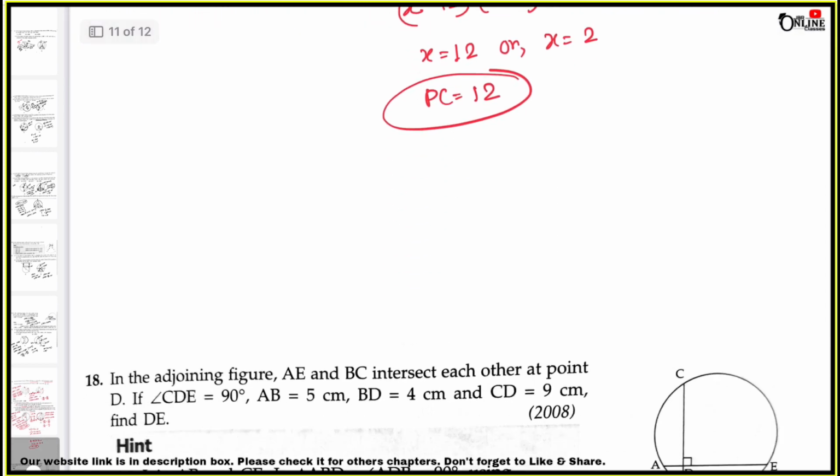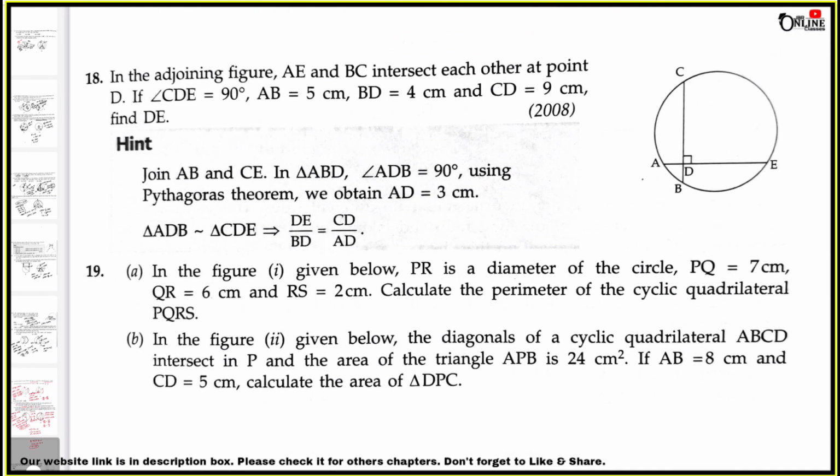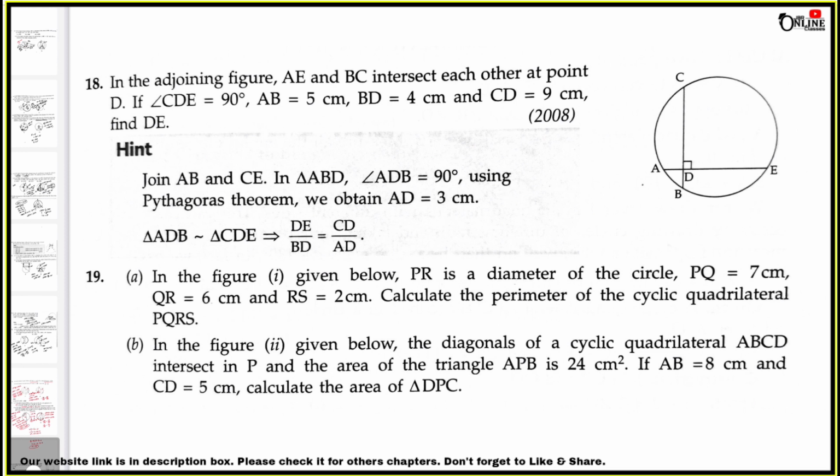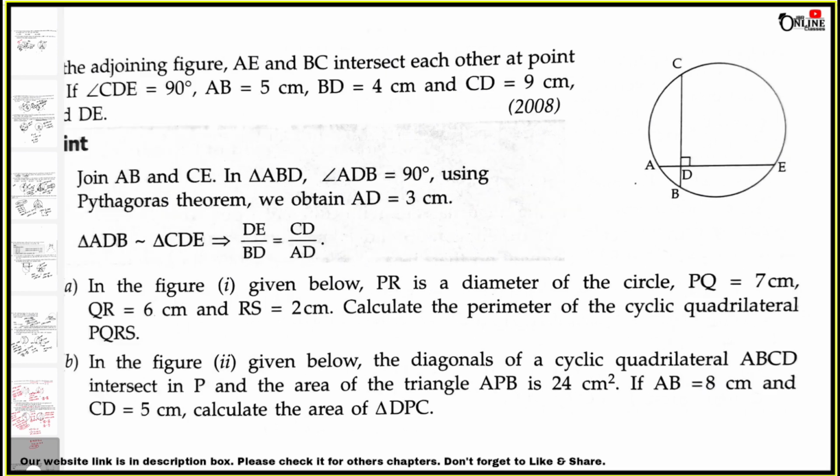Now next problem, sum number 18. In the adjoining figure, AE and BC intersect each other at the point D. Angle CDE equal to 90 degree. AB equal to 5 cm. BD equal to 4 cm. CD equal to 9 cm. Find side DE.